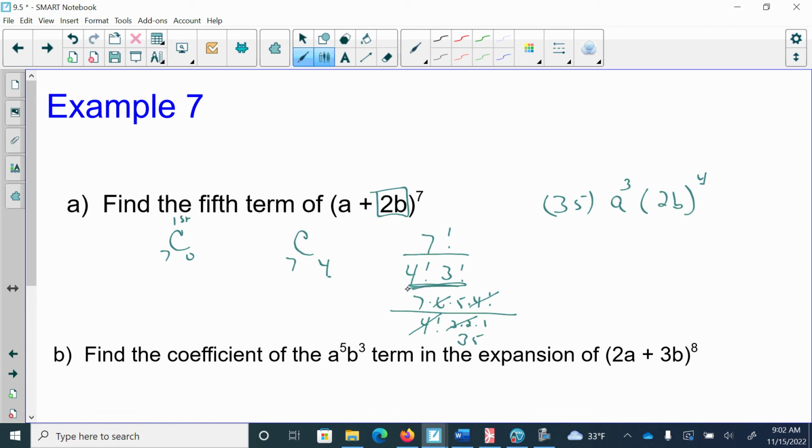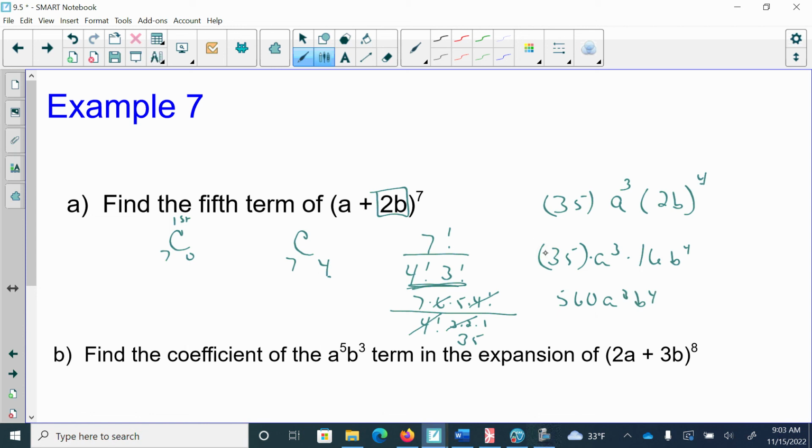And so when I do this, I'm going to take 35, a to the 3rd, and then 2b to the 4th, so 2, 4, 8, 16, so this will be 16b to the 4th. Then I'm going to have to multiply 35 times 16. I'm going to do that. I get 560a to the 3rd, b to the 4th.